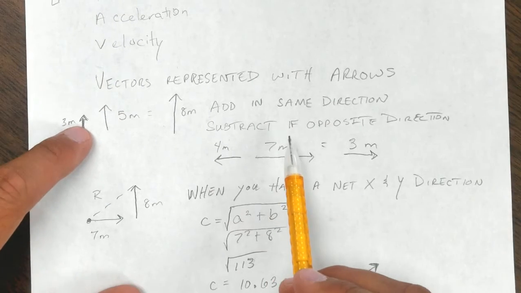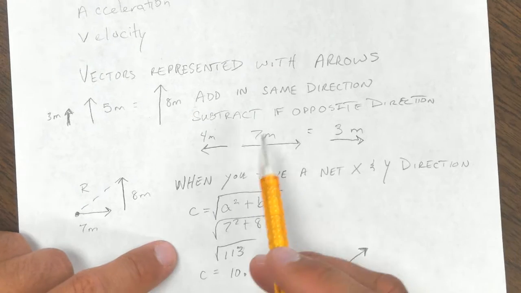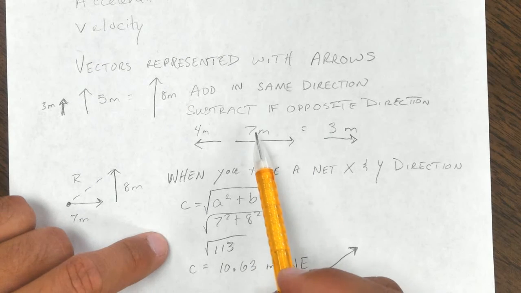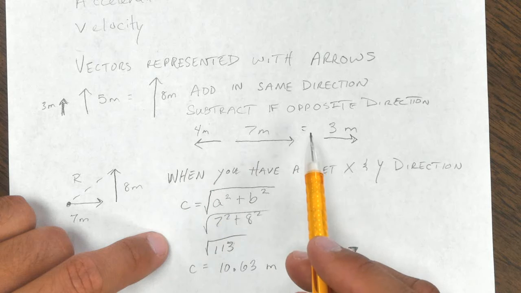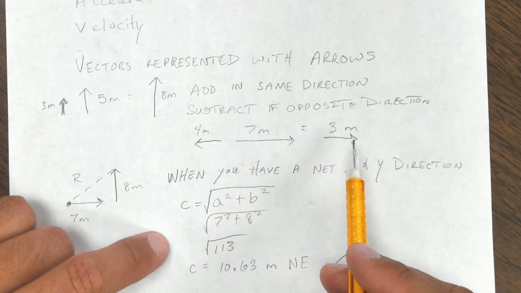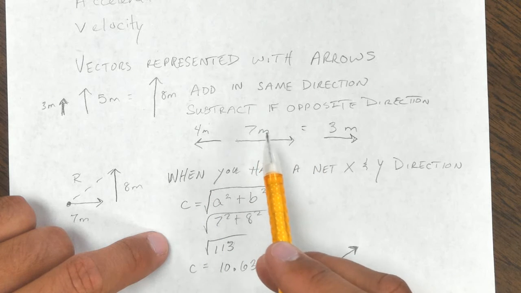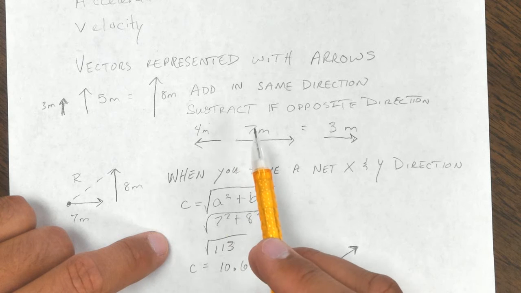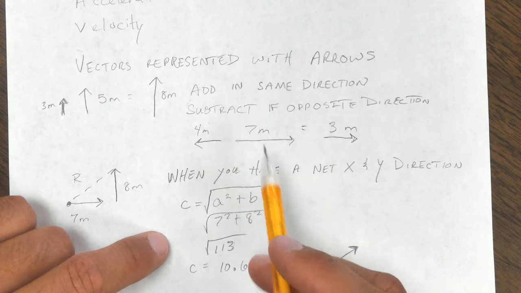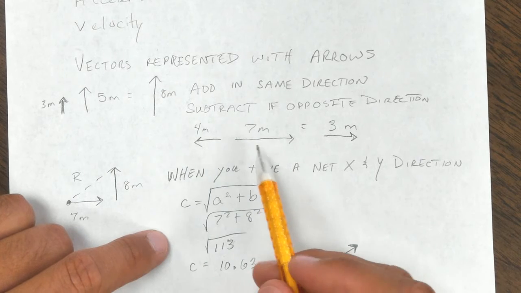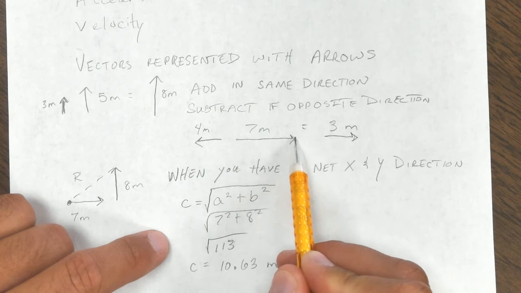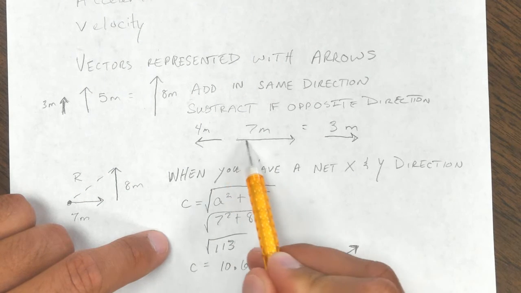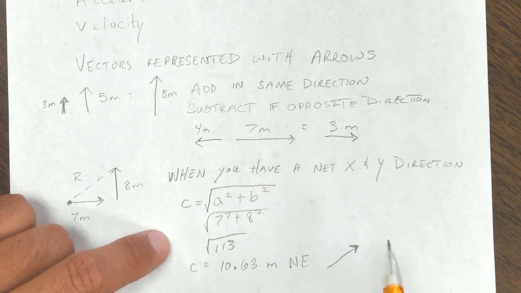If you have something that comes across in the opposite direction, you subtract them. Larger number minus the smaller, and the direction it goes would be in the direction of the original, larger number. So 7 minus 4 is 3. How do I know what direction it's going? Well, this arrow 7 is larger than this one, so it would be going in that direction.